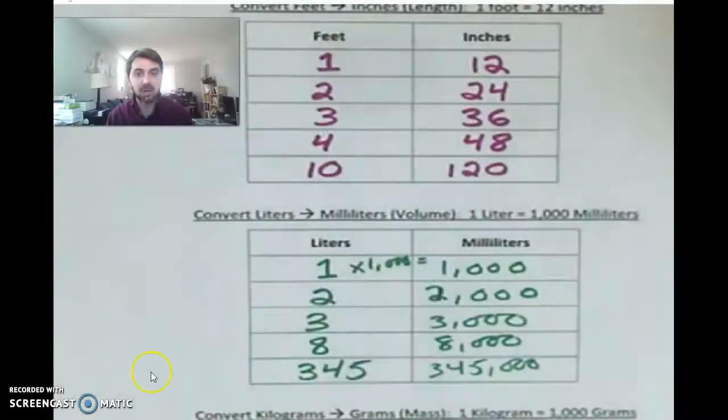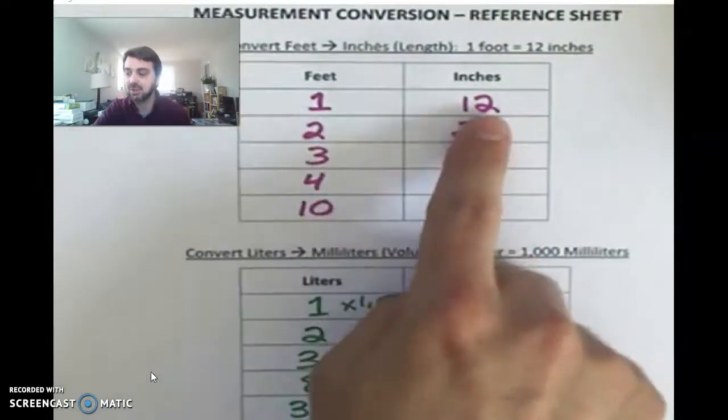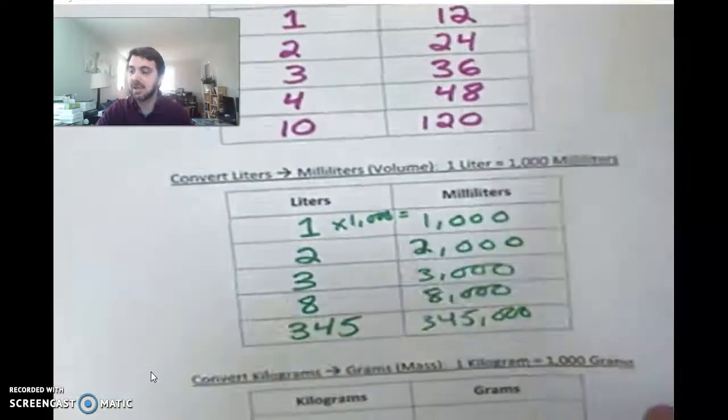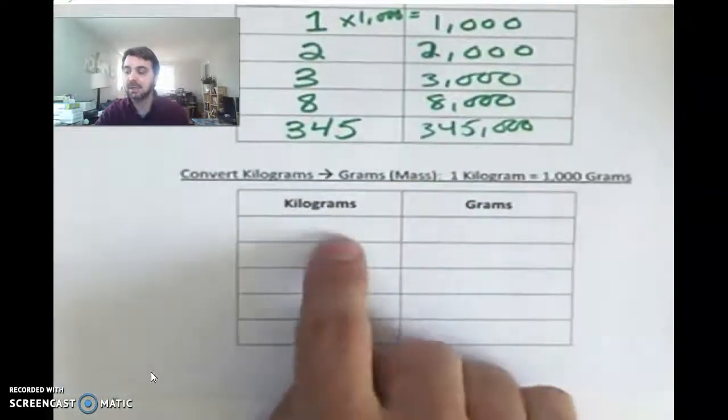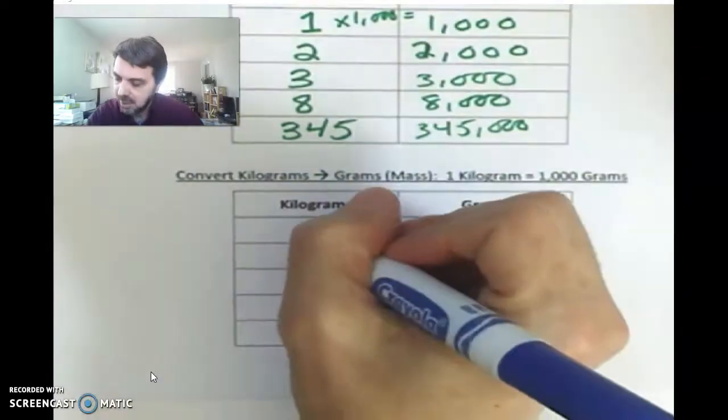More mass. So far this week we've looked at feet into inches, right? Every foot is 12 inches. Every liter is 1,000 milliliters. And our last one for the week is kilograms to grams. Okay, so I'm going to use a different color. You don't have to. But let's fill this in. So we'll do a couple.